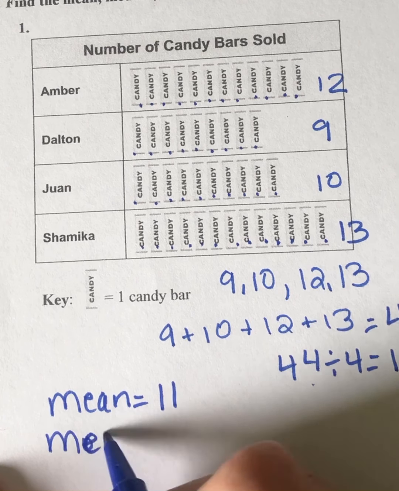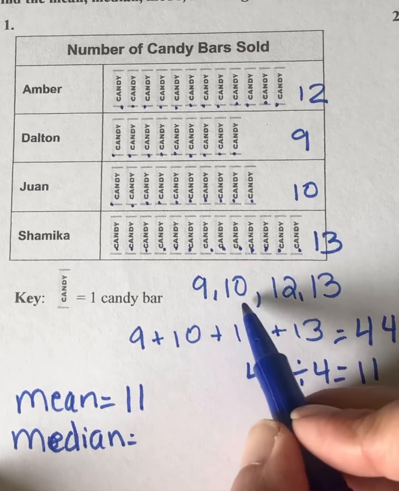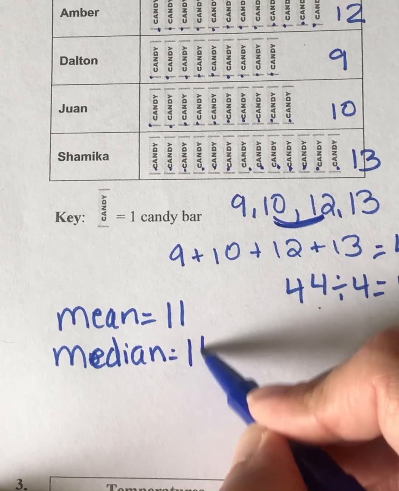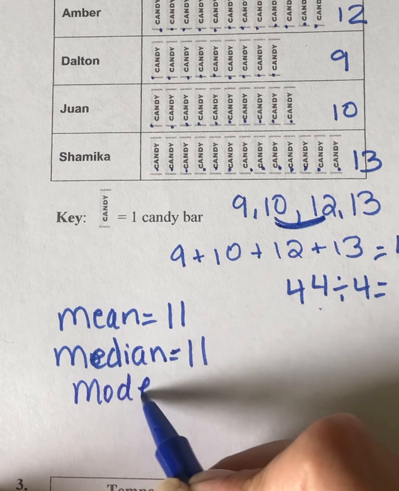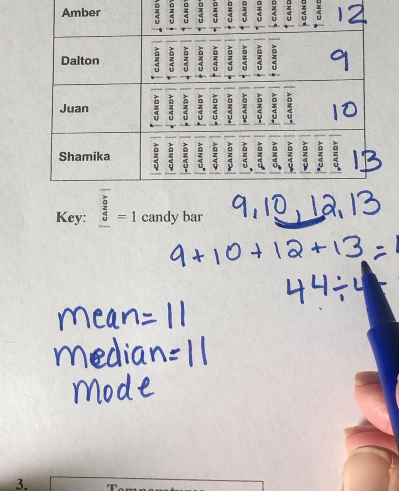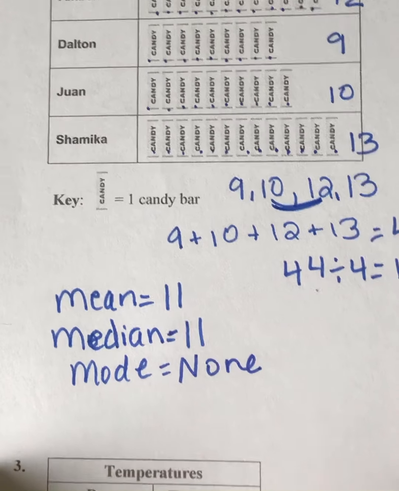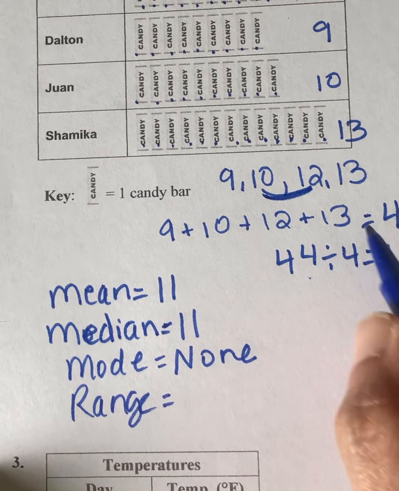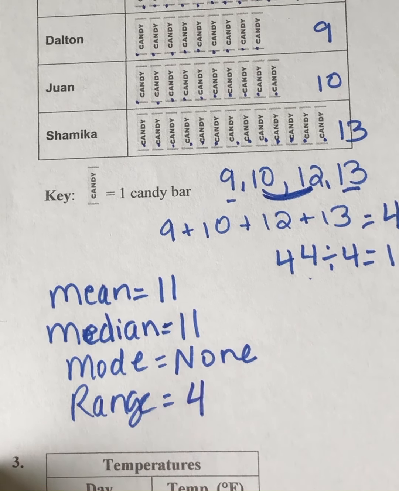Our median, what is our middle number? Was there one exactly in the middle? Nope. But what would be halfway between 10 and 12? 11. And then the mode is the most often. Is there anything that was repeated? Nope. So we'll put none. So you're not always going to have a mode. And the range is the highest minus the lowest. So the highest was 13 minus the lowest is 9. So the range is 4.